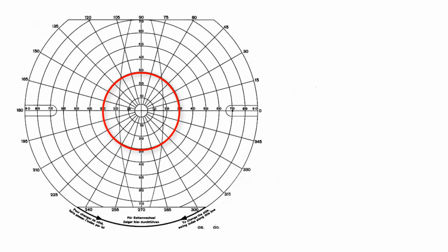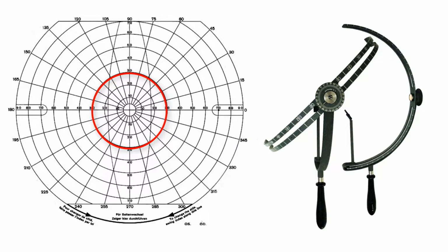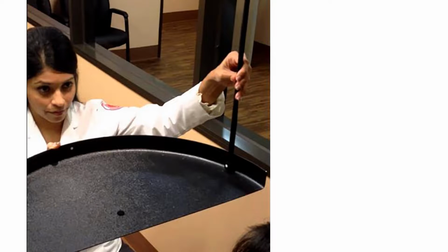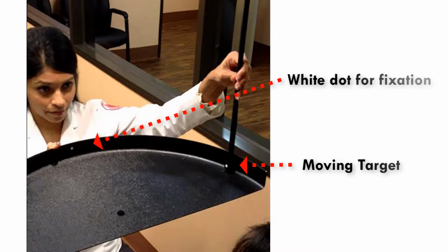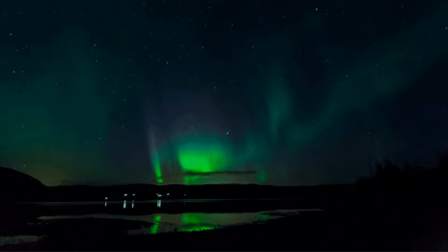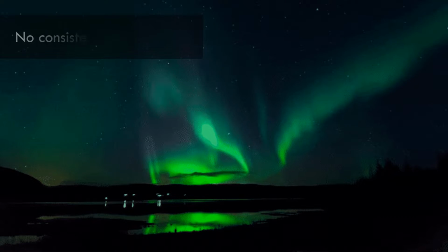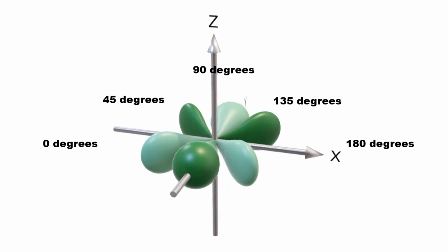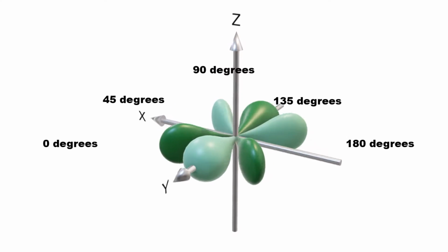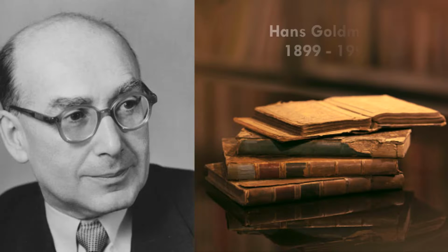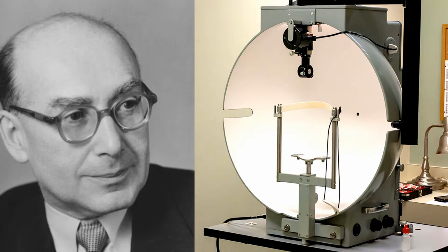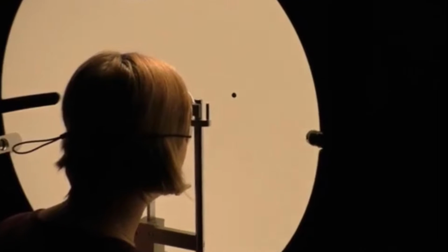To overcome this problem came the Lister's perimeter or the arc perimeter. It is a metallic semicircular arc graded with degrees and a white dot in the center for fixation. But it was unable to provide a consistent background and it measures in 45, 90, 135 and 180 degrees only. Next came the Goldmann perimeter. He used a hemispheric bowl with background illumination and a moving optical projection system. It superimposes bright stimuli on a black background.